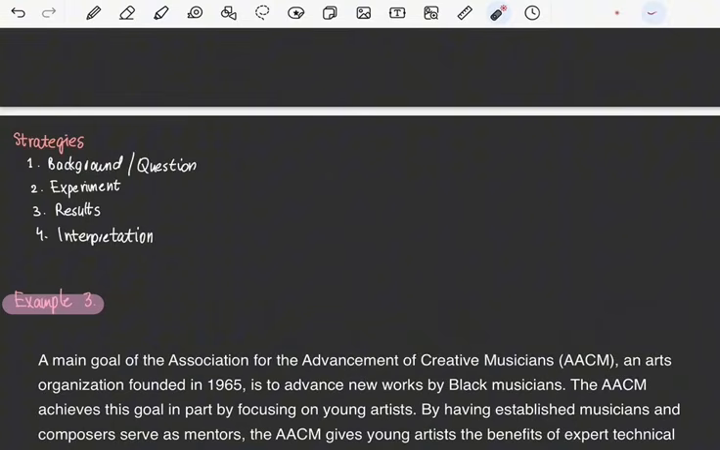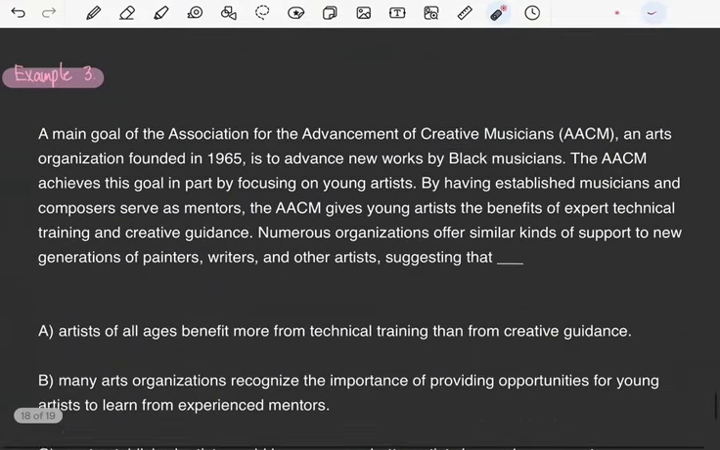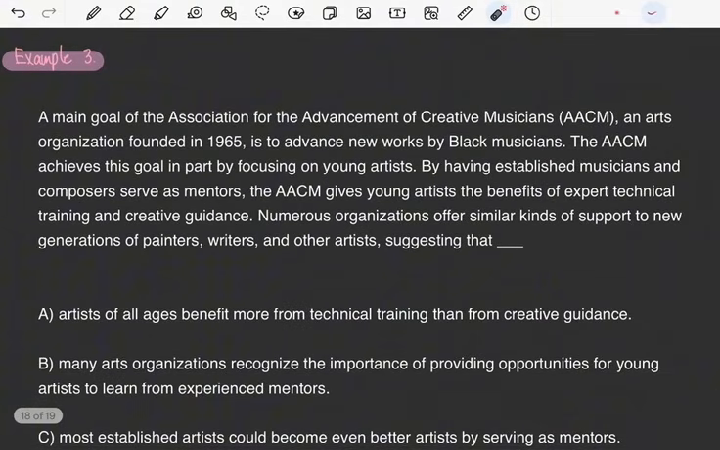Make sure that your answers do not contradict the finding and your answer is something that connects to the original topic. So let's go to the final and the third example. The main goal of the Association for the Advancement of Creative Musicians, AACM, an arts organization founded in 1965, is to advance new works by Black musicians. The AACM achieves this goal in part by focusing on young artists.